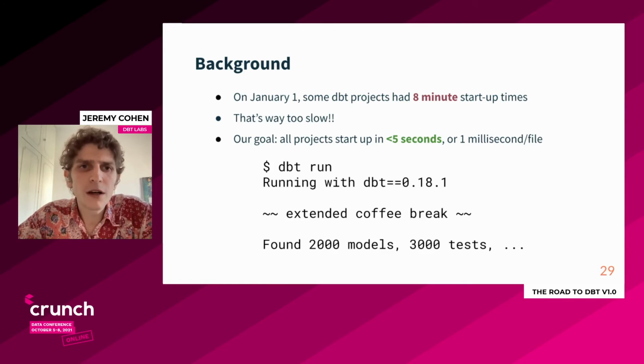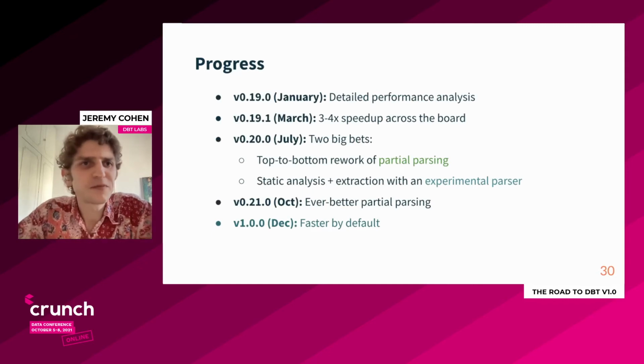Our goal by the end of the year was to have all projects, all sizes, start up in 5 seconds or fewer, which we were measuring as 1 millisecond of parsing manifest construction per file in the project. So a project that's 5,000 files, which is about as big as we expected to see at the start of the year. That's already a little bit of a lowball estimate, but it's still our goal. 5 seconds, no more, no less. Well, maybe less.